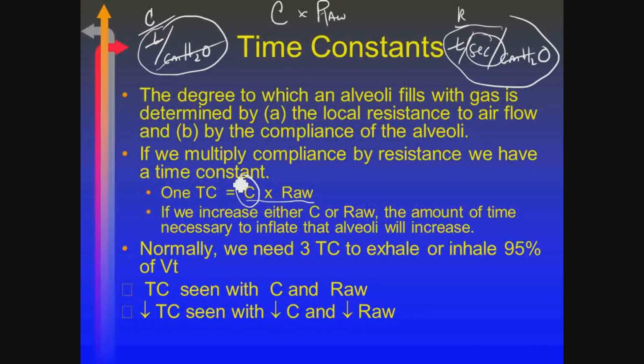So those patients who have a high compliance and a high airway resistance require a longer time to fill and empty. So when I'm setting up the ventilator, I want to allow for a longer expiratory time than I ordinarily would, because it's taking longer for them to exhale. Okay.